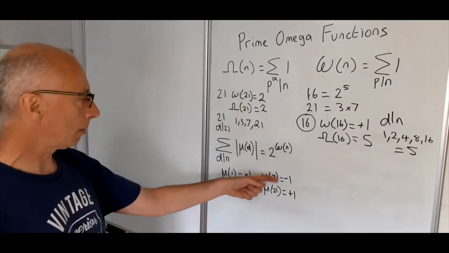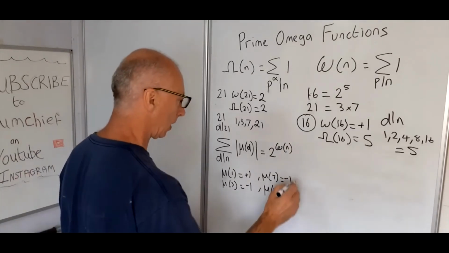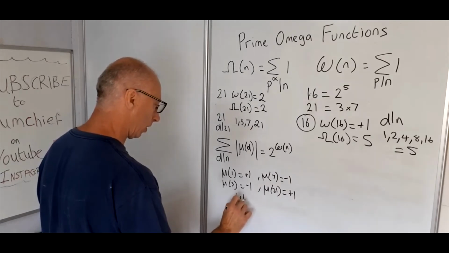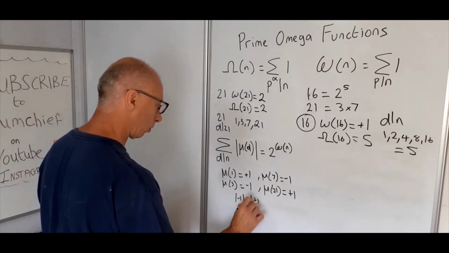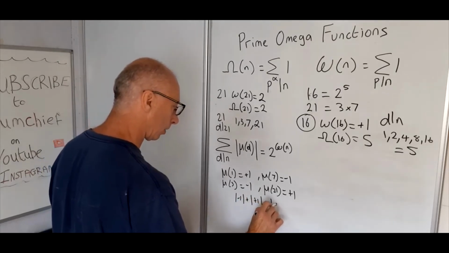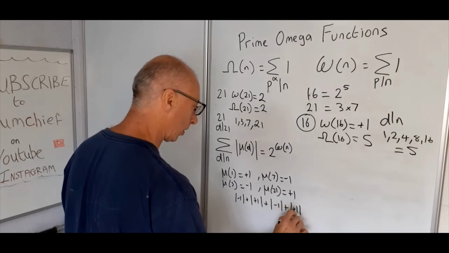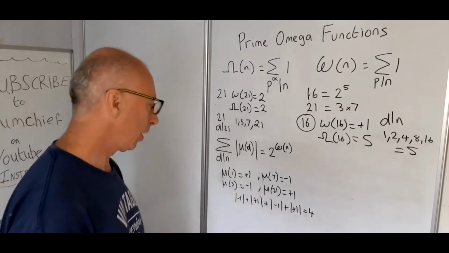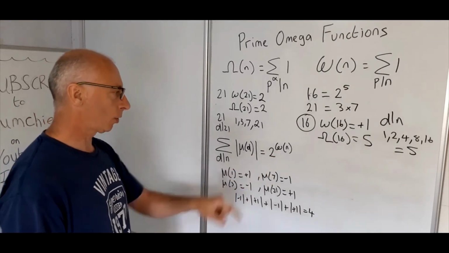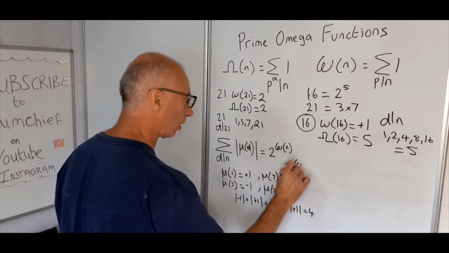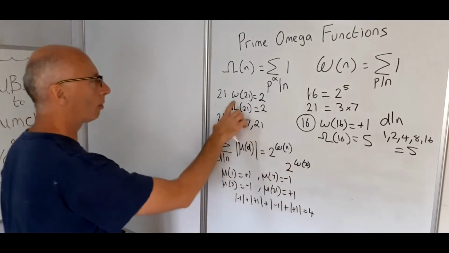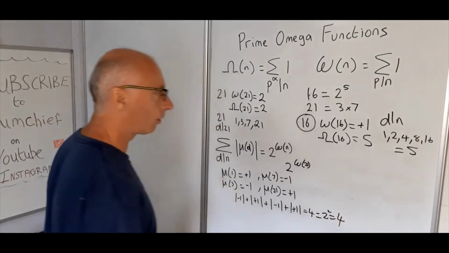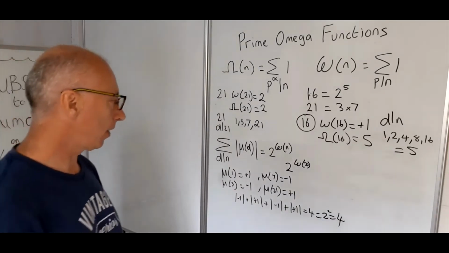So if we add all those up, absolute values, we get 4. So absolute value of -1 plus absolute value of +1 plus absolute value of -1 plus absolute value of +1, that equals 4. All those ones look like the absolute value brackets. So 2 to the omega of 21. Well, omega of 21 is 2, so 2 squared equals 4. So that takes care of that.